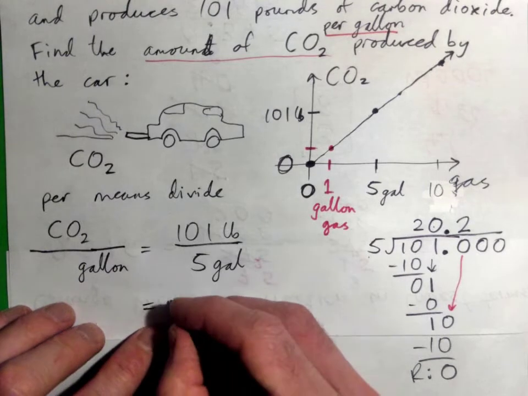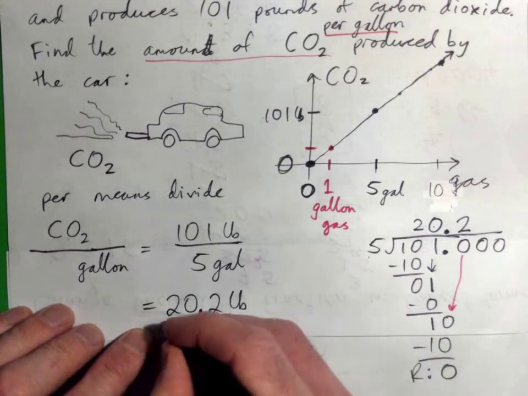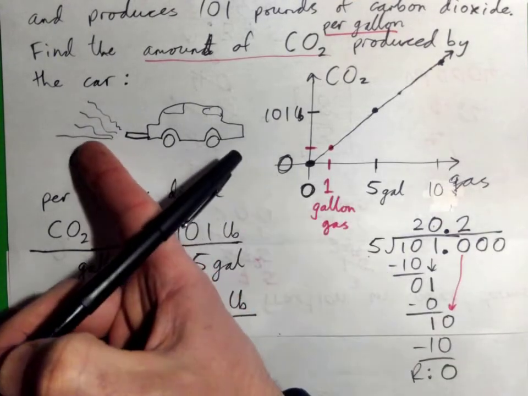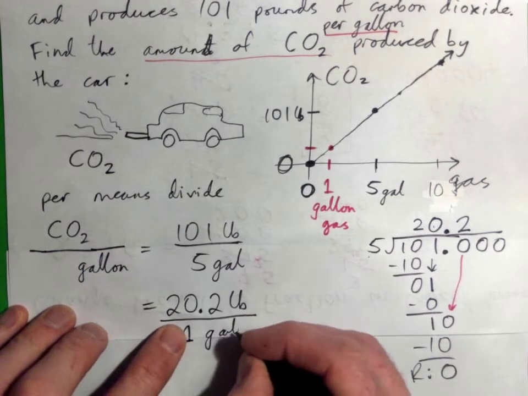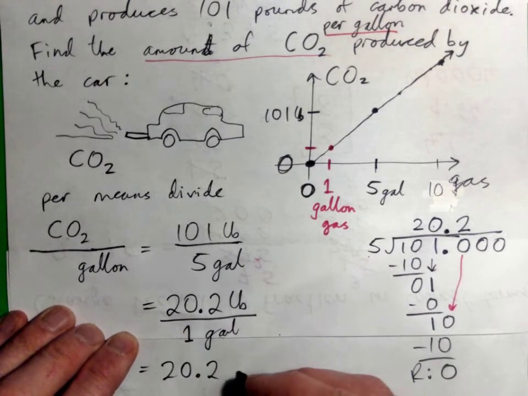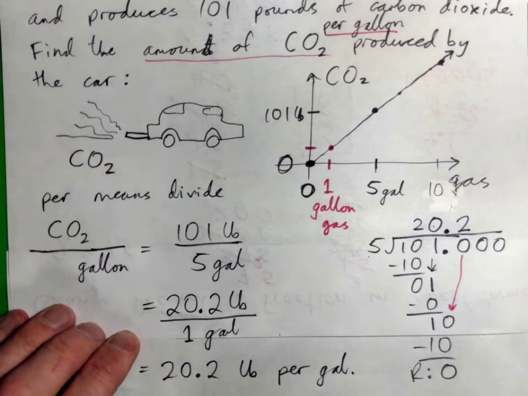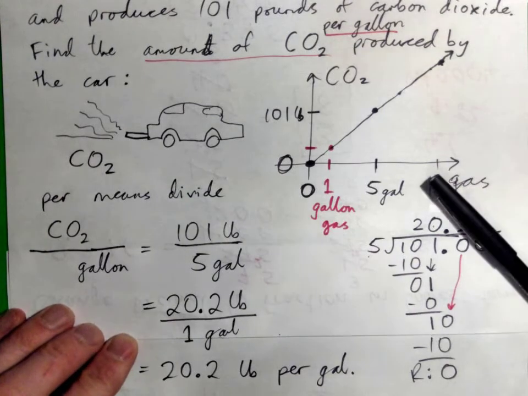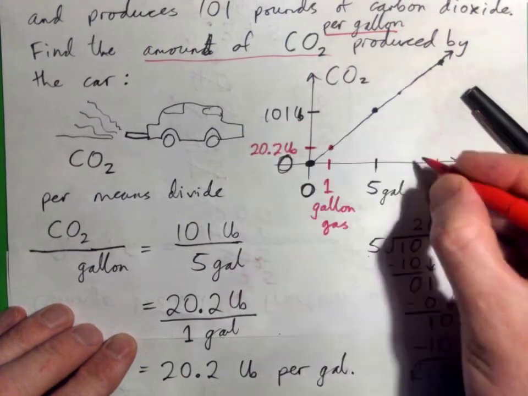Right. So 20.2 pounds is emitted out of the tailpipe if we burn 1 gallon of gas. Got it? So that's 20.2 pounds per gallon. LB per GAL, pounds per gallon, right? And if I stick it on my little makeshift graph here, that's 20.2 pounds if I burn 1 gallon.